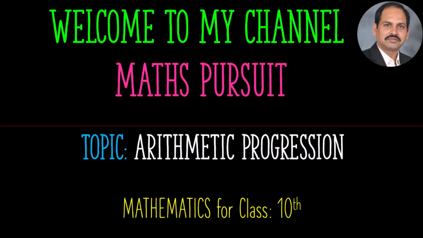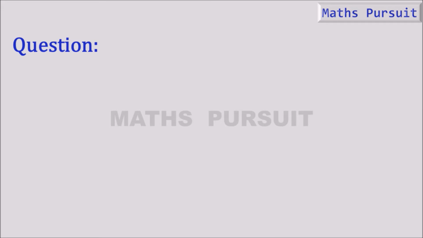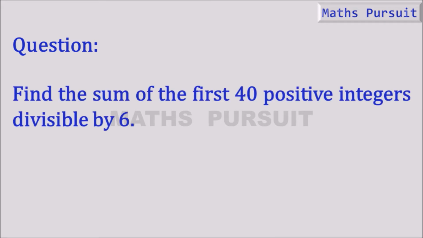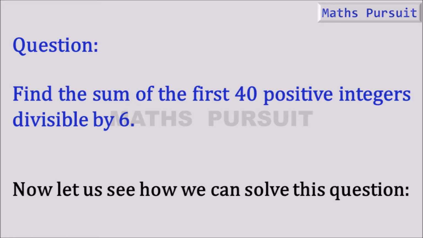Today under the chapter Arithmetic Progression, let's see what we have in the question. Now moving on to the question, it is given: find the sum of the first 40 positive integers divisible by 6. Now let us see how we can solve this question.